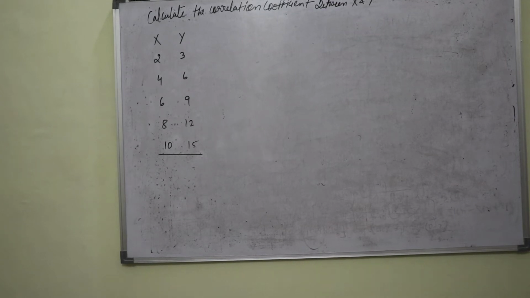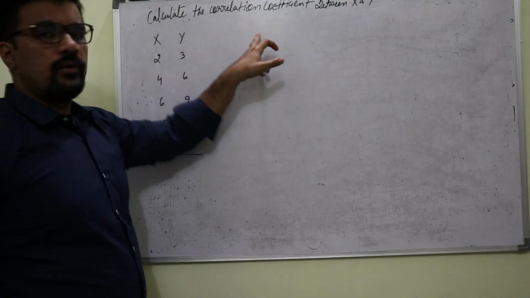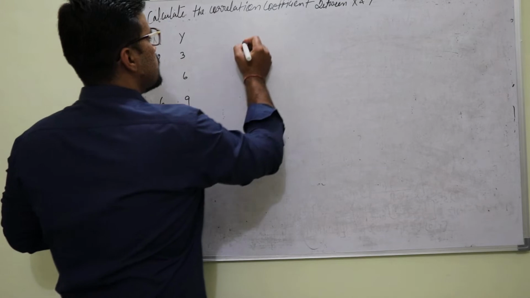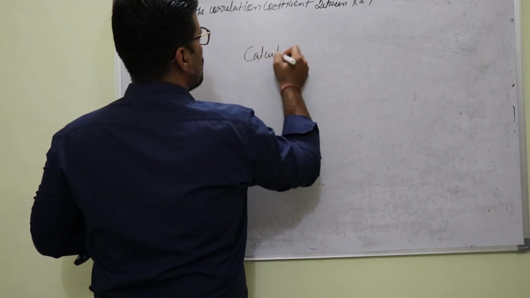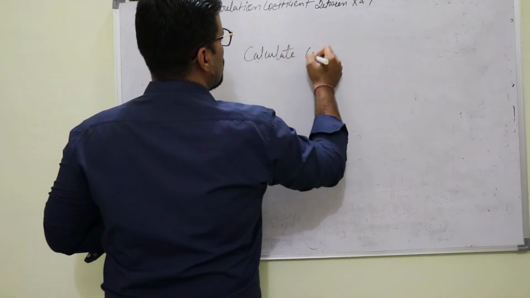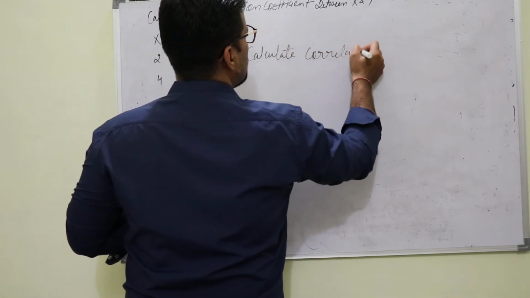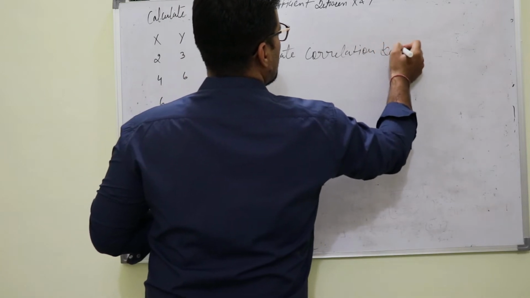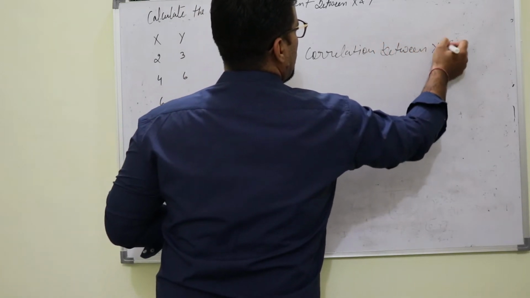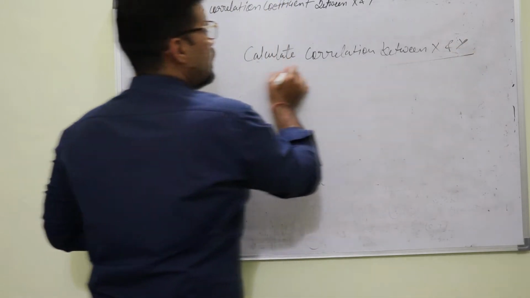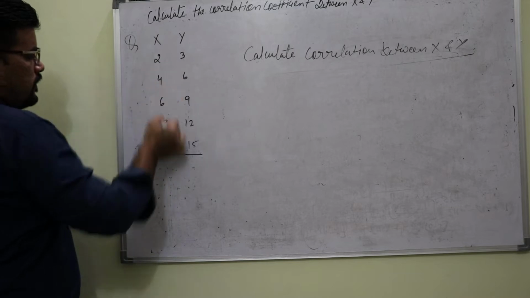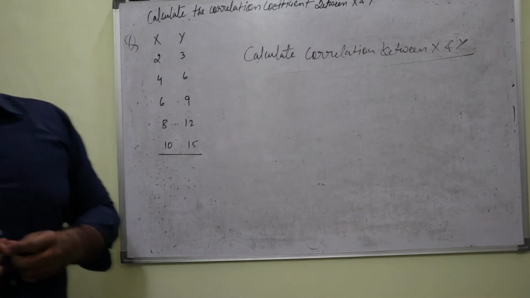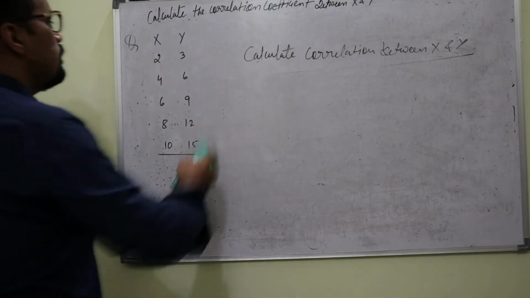Welcome back everyone. So now we are with a question which is saying that calculate the correlation coefficient between x and y. The question is this: the values of x are these and values of y are this. So let's start applying the formula.